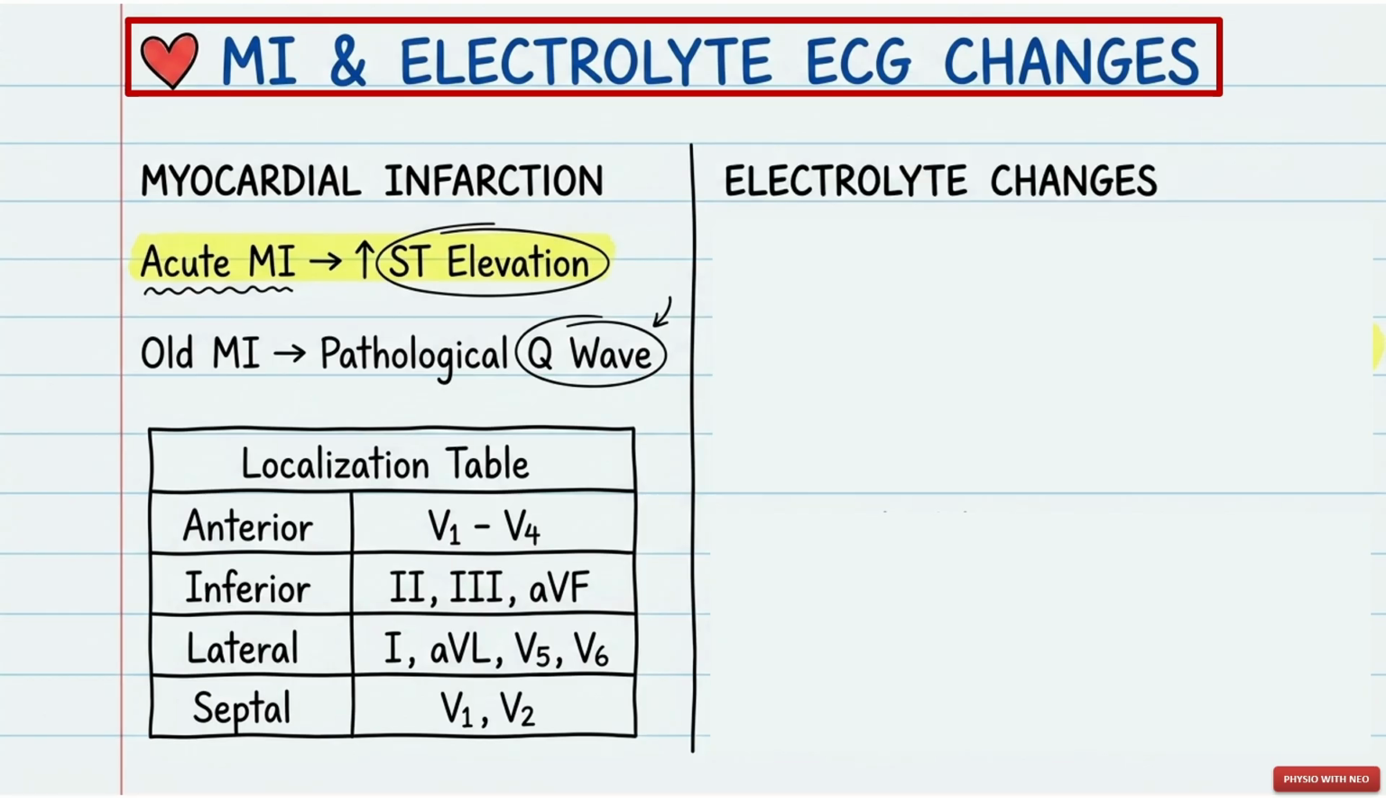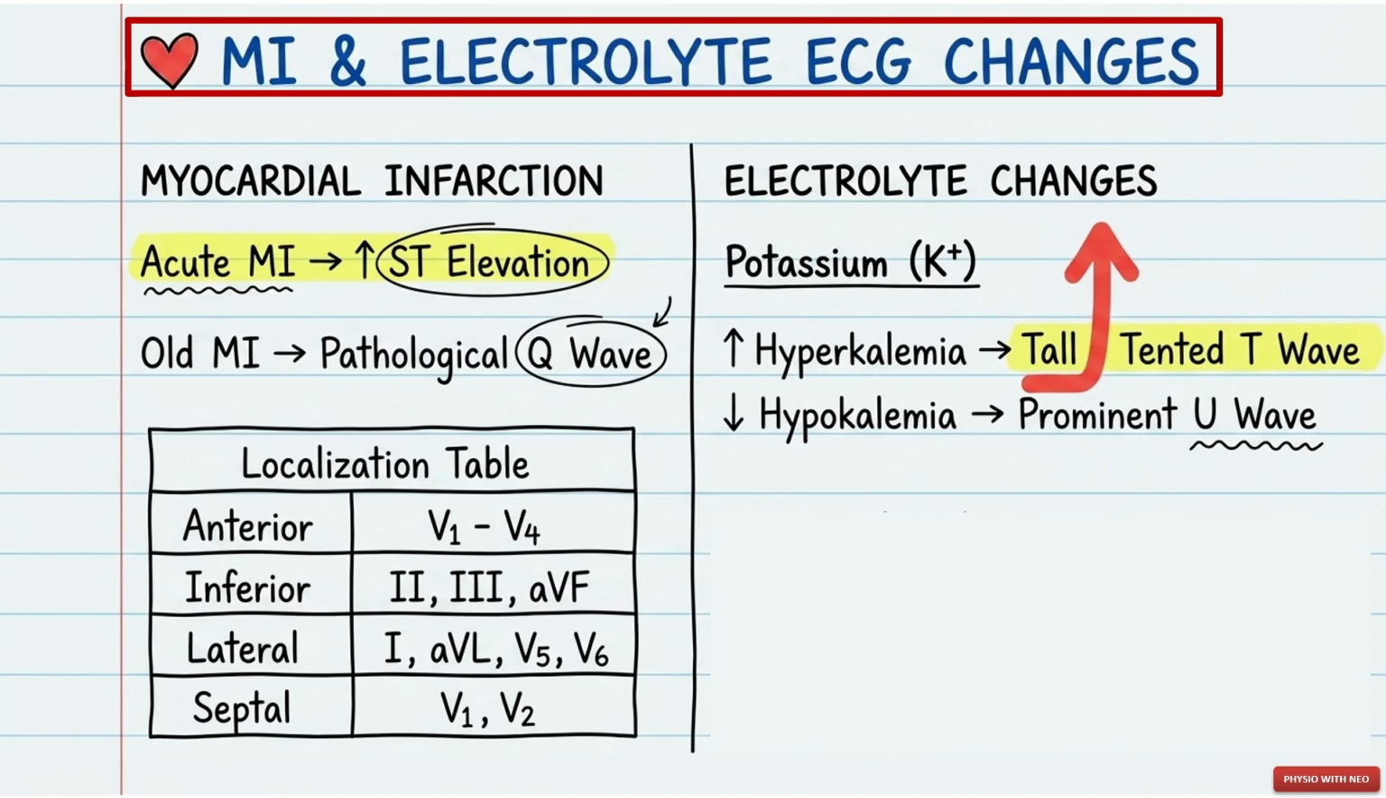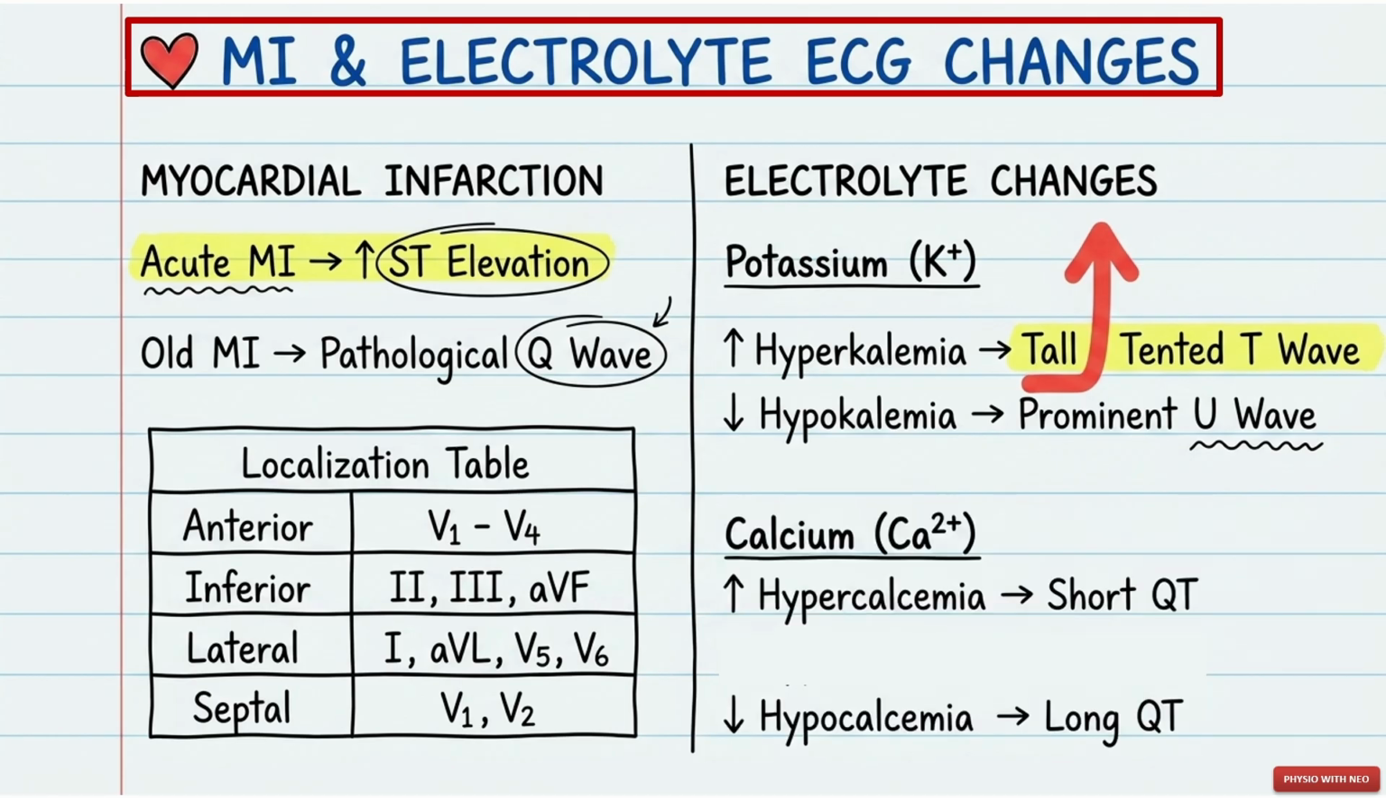Along with this, electrolytes can also dramatically change the ECG. You can remember this easy formula. Increased potassium, that is hyperkalemia, causes tented T waves. Hypokalemia causes prominent U wave. And hypercalcemia causes short QT. And hypocalcemia causes long QT intervals. You will remember this even during viva.